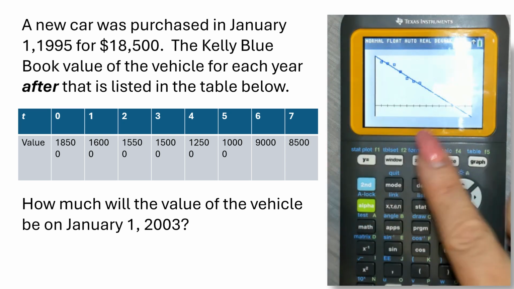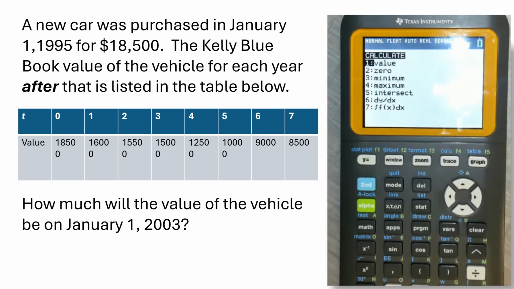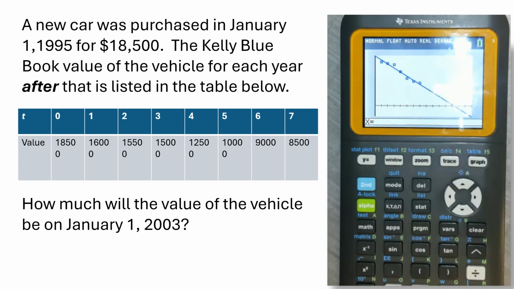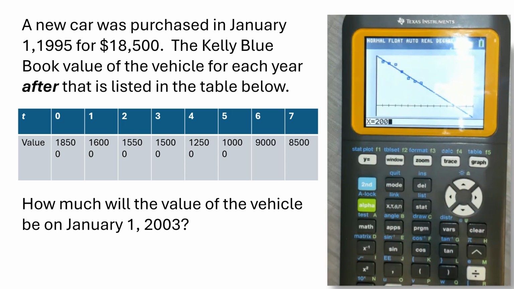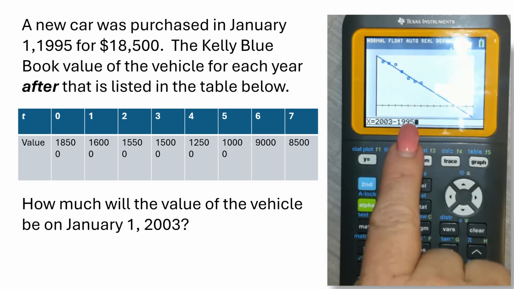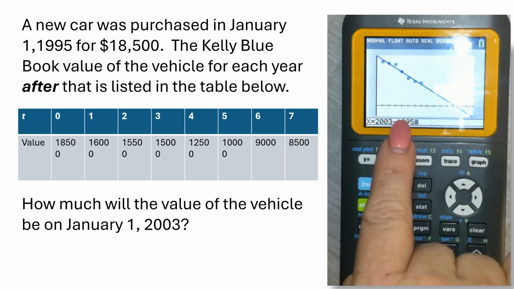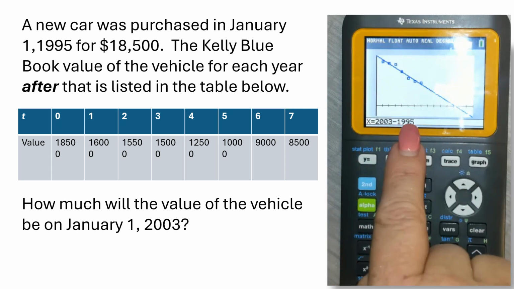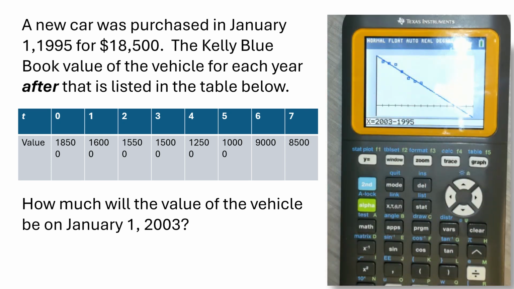Go second trace value, and I can see they're both January 1st, okay? So it's going to be from 2003, the larger of the two numbers, 2003, subtract 1995. This is the original year the car was purchased, and we want to know what is the value of the car from the beginning of 2003, knowing that it was purchased in the beginning of 1995. We press enter, and this would be our answer.